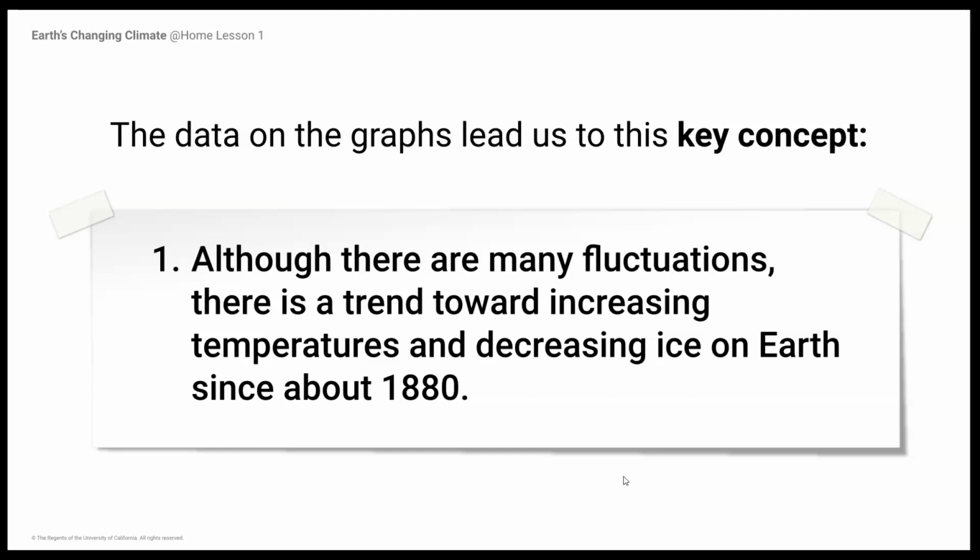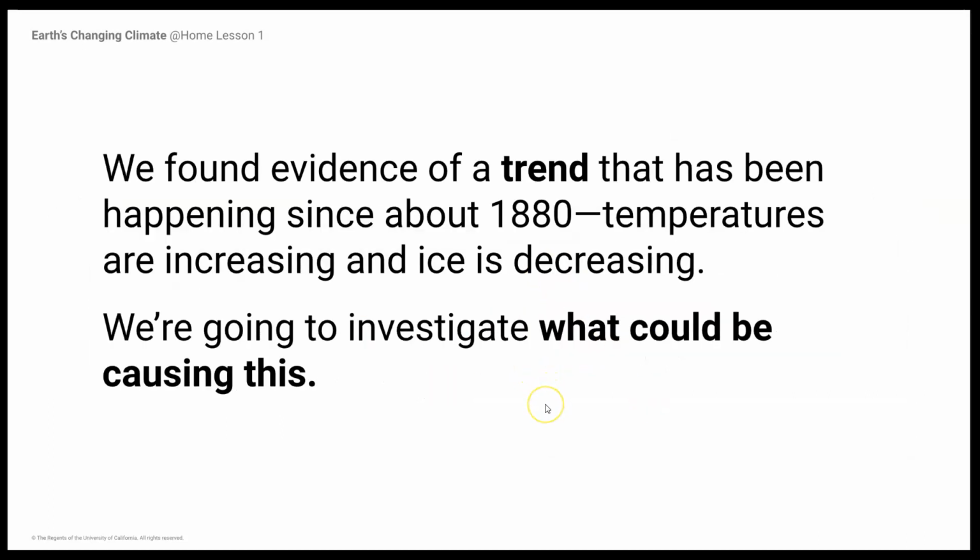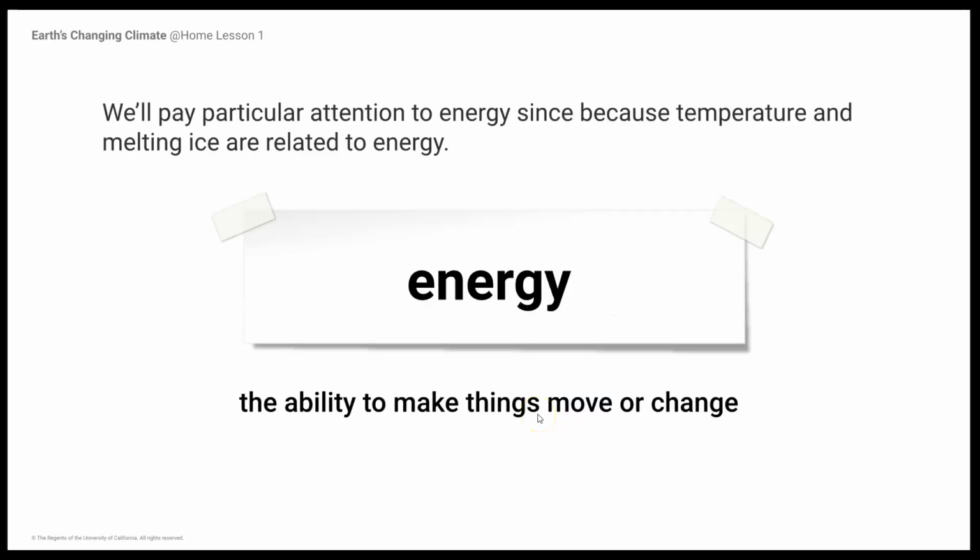So the data on the graphs leads us to this key concept. Although there are many fluctuations, there is a trend towards increasing temperatures and decreasing ice on the Earth since about 1880. So, an increase of temperature, decreasing the amount of ice. We have found that the evidence of the trend that has been happening since the 1880s is that temperatures are increasing and ice is decreasing. So we're going to investigate what could be causing this.